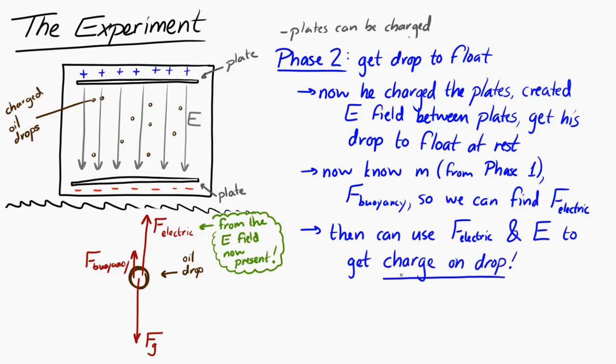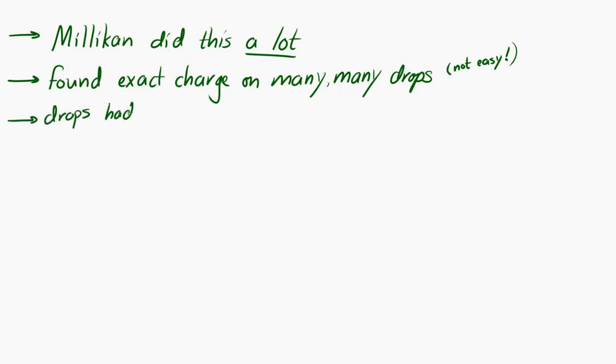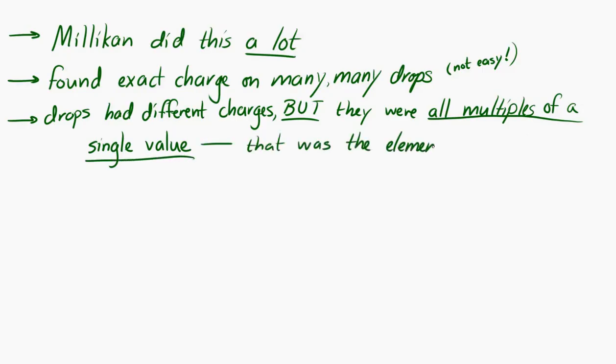Millikan did this many, many times, and he found the exact charge on many of these drops. It's not an easy thing to do. It took him a long time. It was not experimentally simple. He found lots of different charges for these drops. But what he found was interesting. He found that they are all multiples of a single value, which we call the fundamental charge or elementary charge.